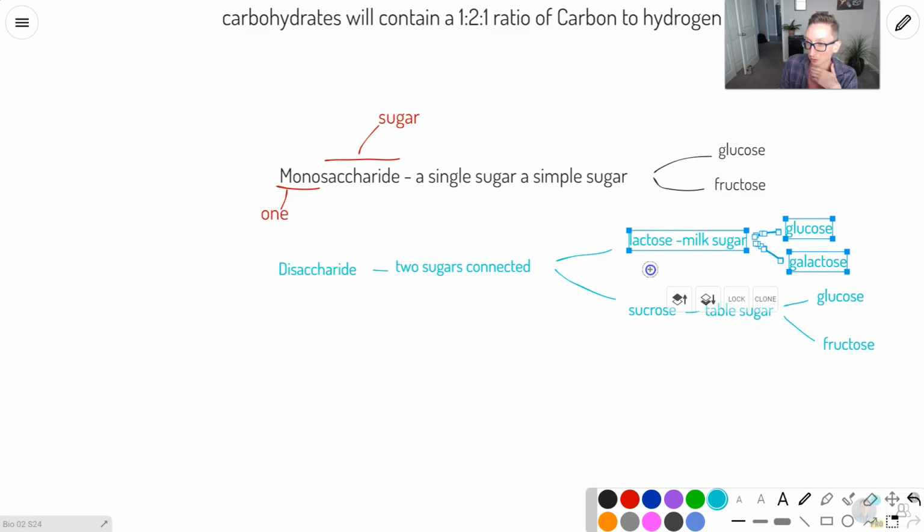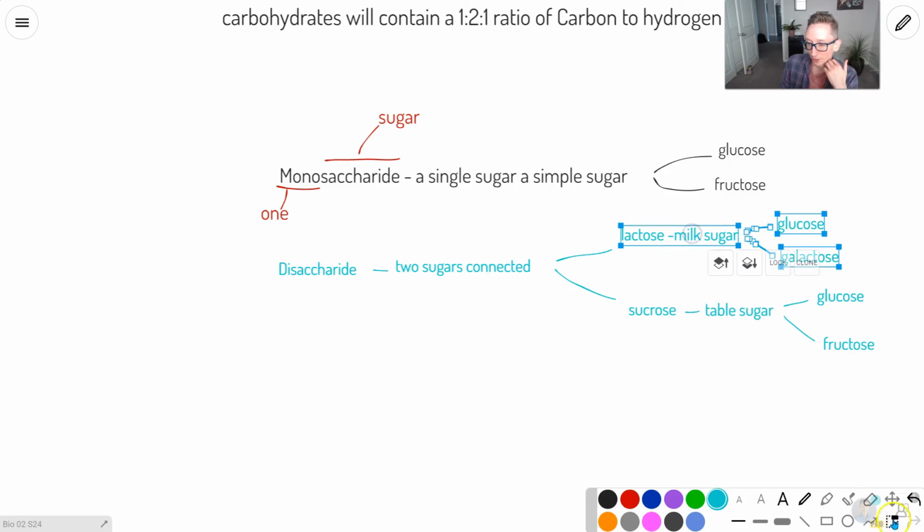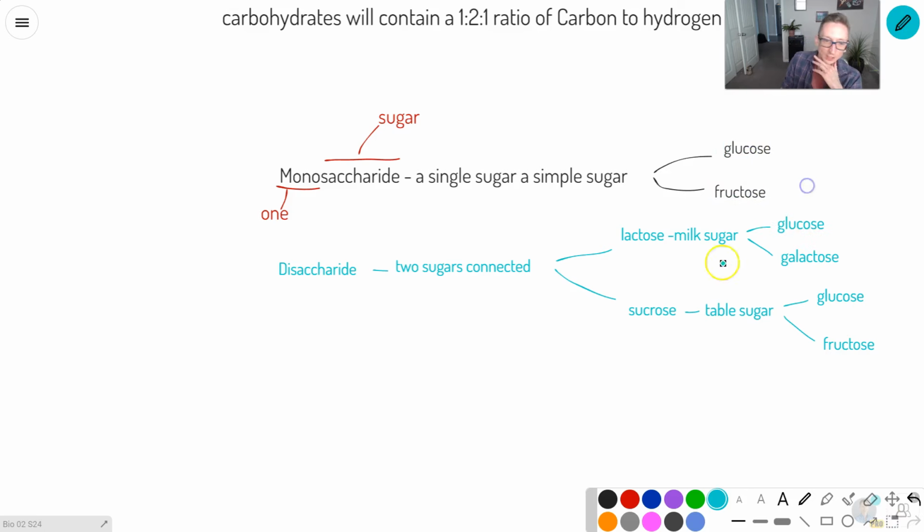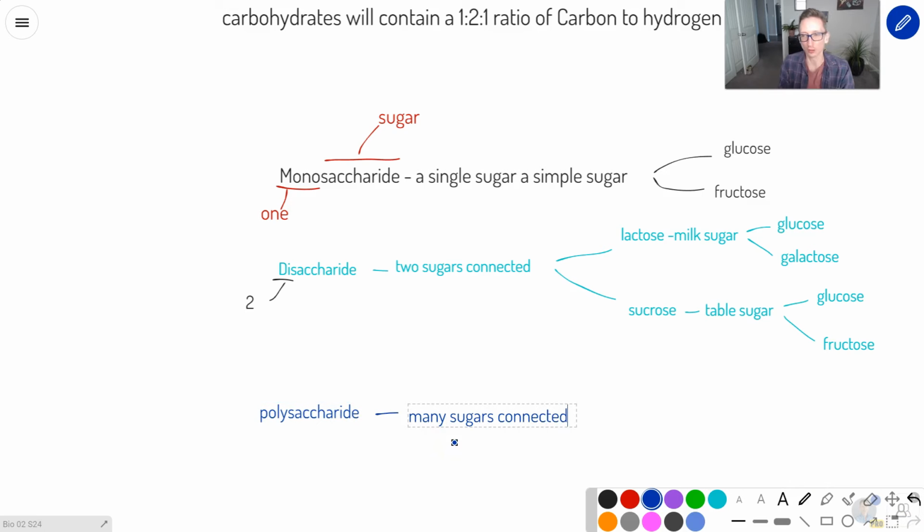Just like we have different types of flowers, different types of beetles, different types of trees, we've got different types of sugars too. Okay? Monosaccharide, disaccharide, this means a dice, you always have two of those, this means two. And saccharide means sugar. All right, and then we've got a polysaccharide. Polysaccharide means many sugars connected. It's a large molecule of sugars.